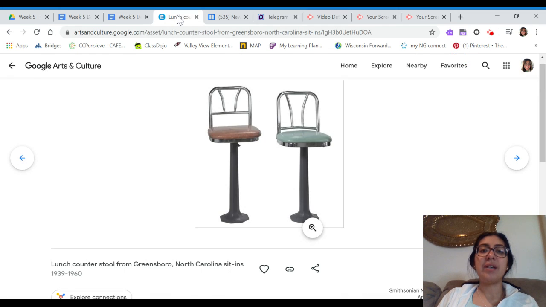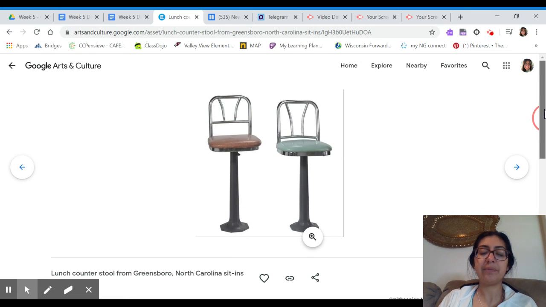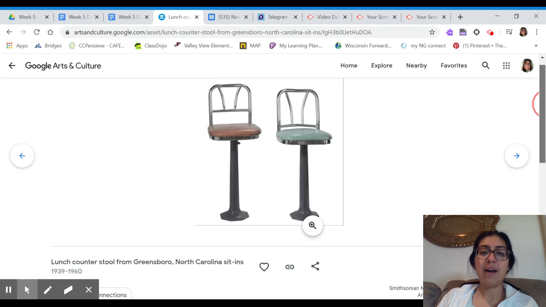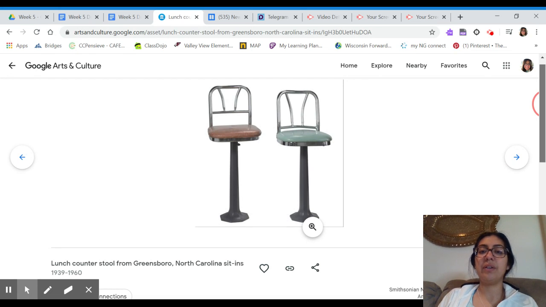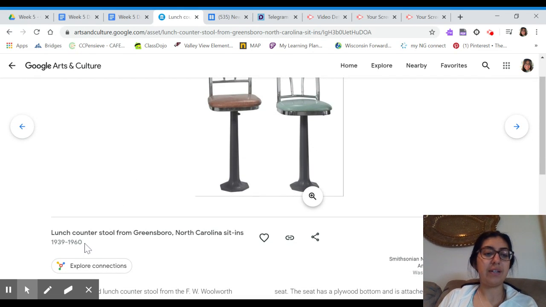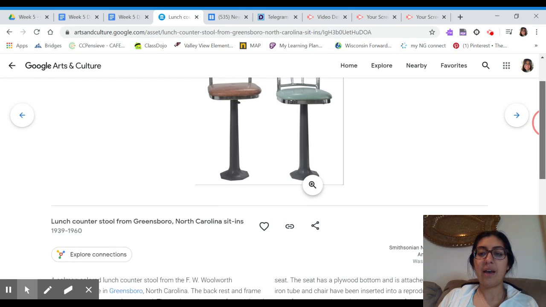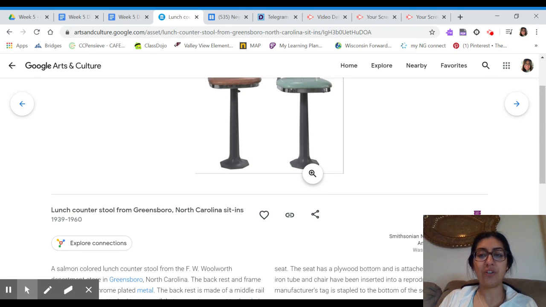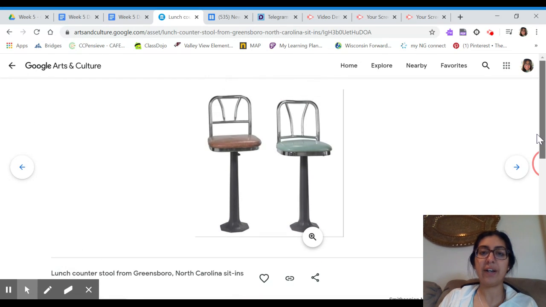Another website that has some artifacts, and sometimes even from museums, is Google Arts and Culture. And on this website, I typed the same thing into the search engine here, and what I found is lunch counter stools from a restaurant in North Carolina during a sit-in, and it shows that it's from 1939 to 1960, and this has also been found in the Smithsonian National Museum of African American History and Culture. And so this artifact is also something that's teaching me more about what happened in the past.